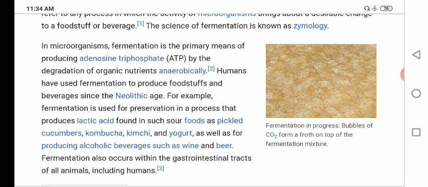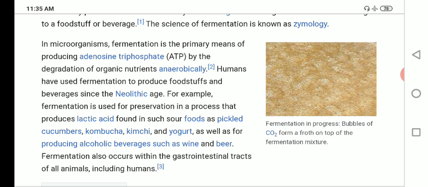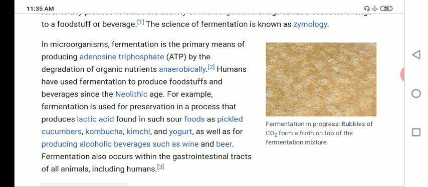history. For example, fermentation is used for preservation in a process that produces lactic acid, found in such sour foods as pickled cucumbers, kombucha, kimchi, yogurt, as well as for producing alcoholic beverages such as wine and beer. So fermentation is basically carried out in food production or food processing, as well as in various drinking beverages like alcoholic products, wines and beers. This process is mainly carried out in these two sectors.